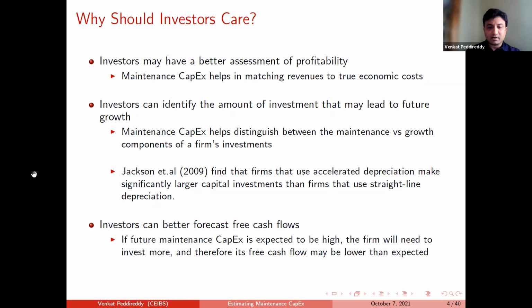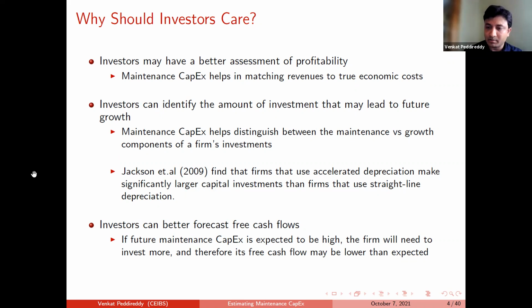Finally, when the investors are forecasting free cash flows, an assessment of the maintenance capex or the future maintenance capex will give them better information on how to project future cash flows for the valuation. So all these three major areas showcase the importance of an estimate of maintenance capex.